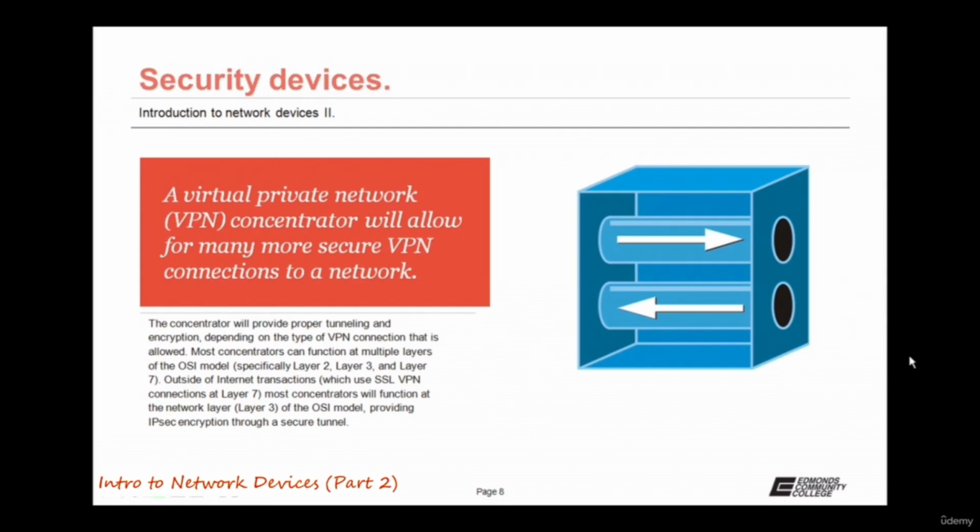The concentrator will provide proper tunneling and encryption depending upon the type of VPN connection that is allowed to the network. Most concentrators can function at multiple layers of the OSI model. Specifically, they can operate at layer 2, layer 3, and layer 7. Now, outside of internet transactions, which use an SSL VPN connection at layer 7, most concentrators will function at the network layer, or layer 3 of the OSI model, providing IPsec encryption through a secure tunnel.